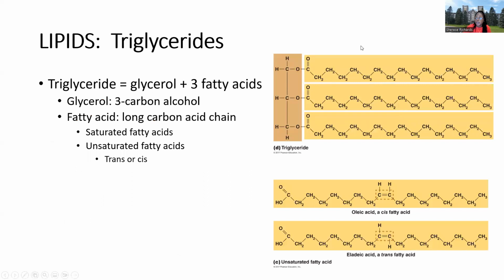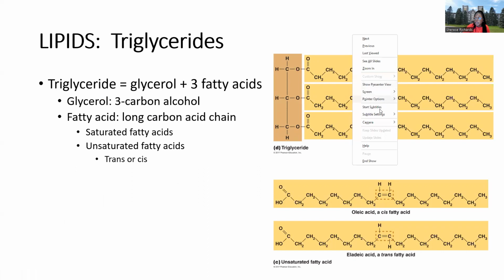Let's start with triglycerides. Triglycerides are probably our everyday fat. They're comprised of a glycerol backbone. Just to illustrate that here, here's our glycerol backbone. Adjoined to it are three fatty acid tails, so each of these is considered a fatty acid tail. The glycerol backbone is a 3-carbon alcohol, so we can see that here.